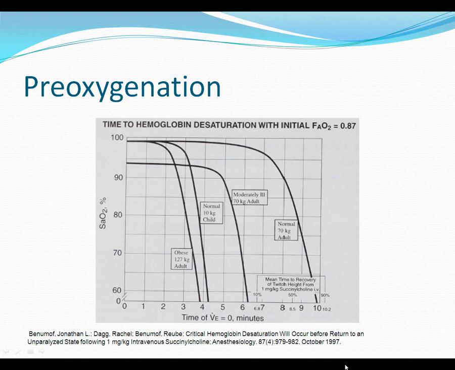So I thought this was a pretty good slide. So Benumof, I think this is from a computer model of desaturation. This furthest out line is a normal 70 kilogram adult. This one's moderately ill, which is probably most of our patients. Then children and obese adults. So he calculated if you have a good pre-oxygenation, how long does it take for the sats to drop? And you can pick your number. So let's say 90%. You've got about 8 minutes in a normal, healthy adult. And how long does it take for 1 milligram per kilogram of succinylcholine to wear off?